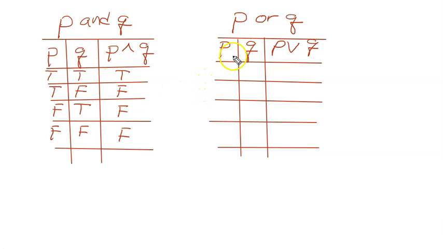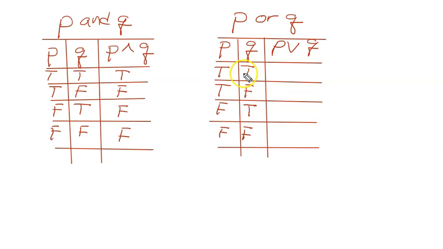Now, we're going to use the same protocol here. Let's just do this part here first. True, true. True, false. False, true. False, false. I got carried away there a little bit. There we go. Now, this is the or statement where we're using the inverted caret.